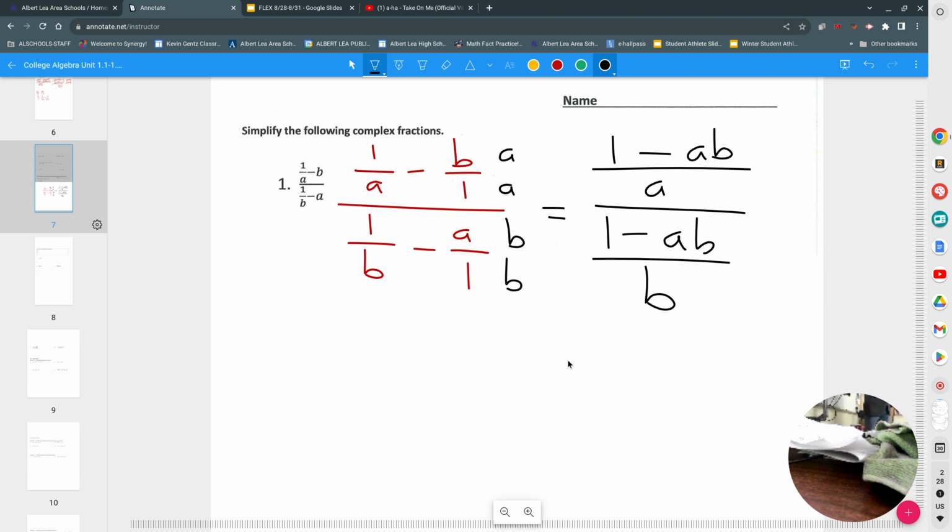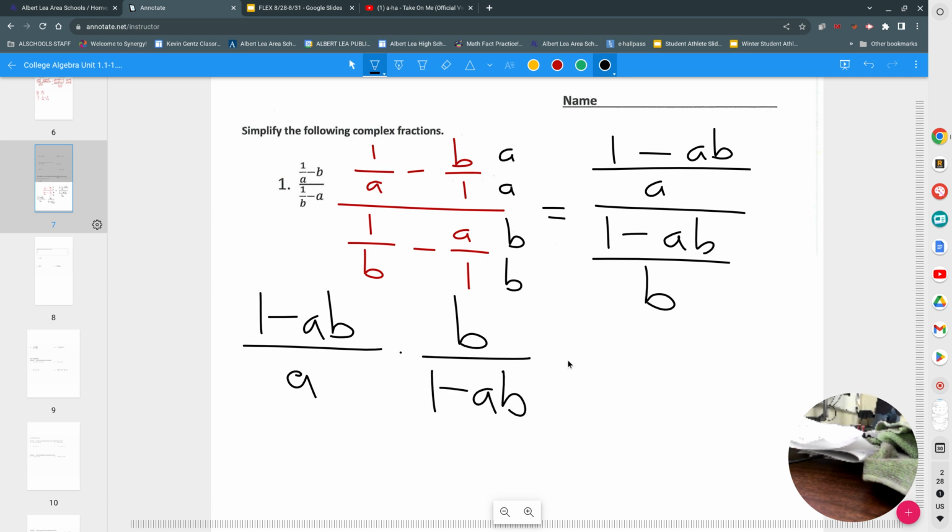Now it sets up to a problem just like we saw yesterday. We have a fraction over a fraction. And I never divide fractions. What do I do instead? Multiply by the reciprocal. Yep, good. So I take B over 1 minus AB.